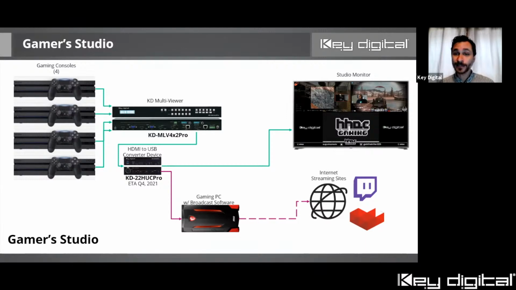And speaking of which, Key Digital is a proud sponsor of HHQC Gaming, along with MSI, Red Bull, and others. They're using a full Key Digital multi-view, HDMI capture, and matrixing. They actually have eight consoles in their gaming studio, and they use an eight-way matrix, an 8x8 matrix, to select four out of eight gaming consoles to feed the multi-viewer. Meanwhile, the other four outputs go to their own dedicated monitors for each gamer. So a little more detail here, lots of options, of course.